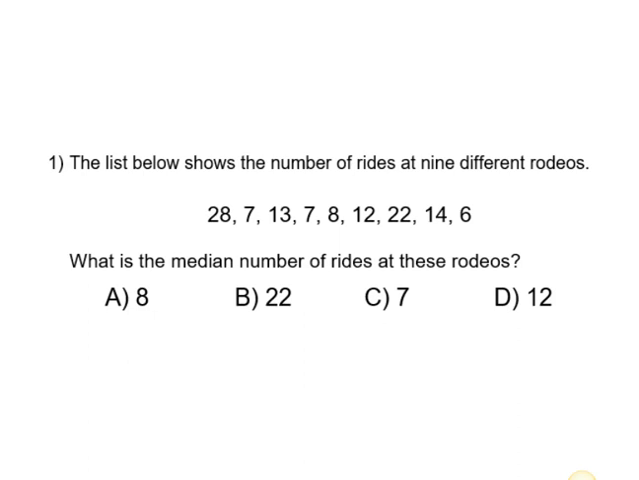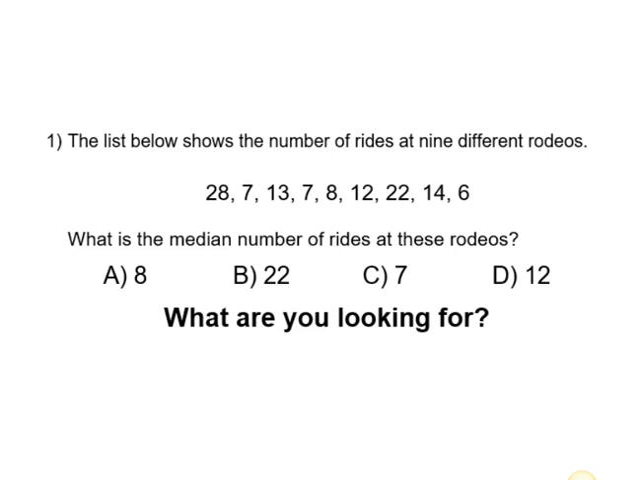The numbers in that list are the following: 28, 7, 13, 7, 8, 12, 22, 14, and 6. What is the median number of rides at these rodeos? Answer A is 8, B 22, C 7, D 12.